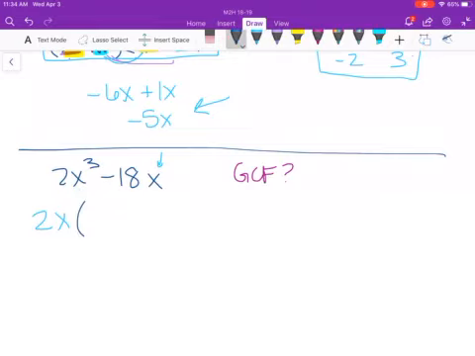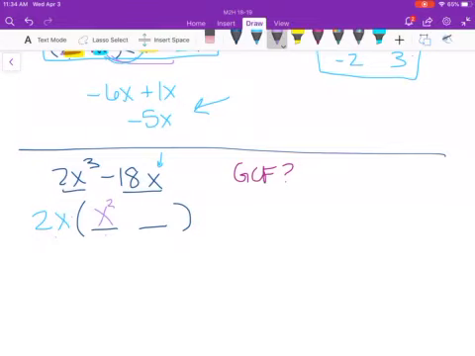When you take out a 2x, you'll still have your two blanks on the inside, because we have two terms there. To figure out what goes on the inside, you ask: 2x times what would give me 2x cubed? Or, 2x cubed divided by 2x, that would go in the blank. So 2 divided by 2 is 1, and x cubed divided by x is x squared. That's what we have left.